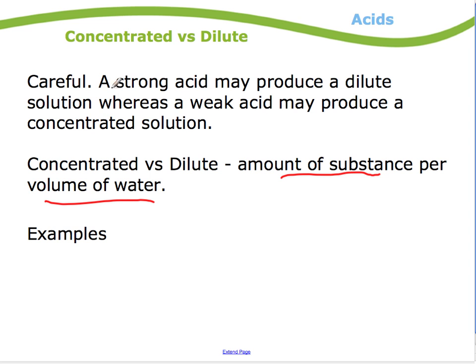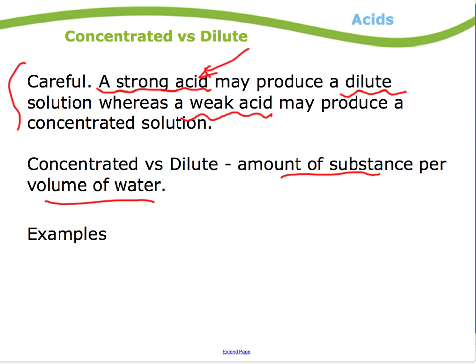So we could conceivably have something that's a strong acid, but it is put in a lot of water, so it's dilute. So it's not very concentrated. So I could have a strong acid, but in a dilute solution. Or I could have a weak acid, but in a concentrated solution. So it may be a weak acid, but I have lots of it, as opposed to the first one where I had a strong acid, but very little of it because it was dilute.